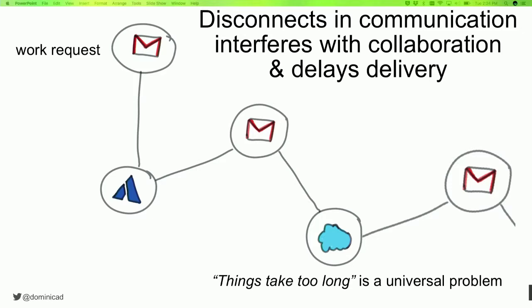So we copy the stuff from Jira after we've worked on it back into an email, and then we email the salespeople. And so emails go back and forth and back and forth and back and forth, and details get lost. The handoffs aren't as clear or clean as they should be, and it just impacts communication and collaboration and delays delivery. Things take too long is just a universal problem, I think.